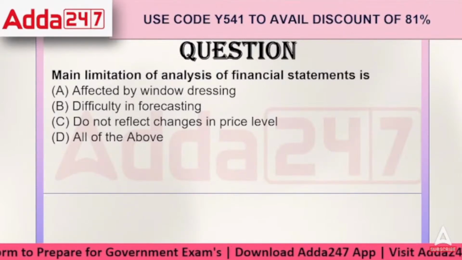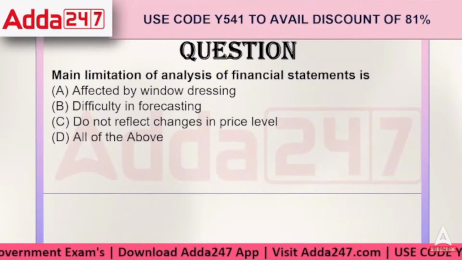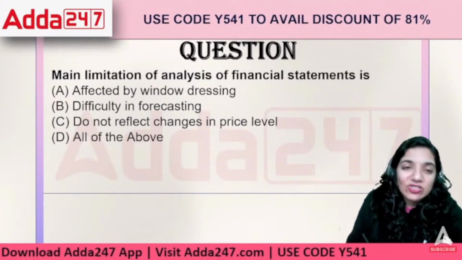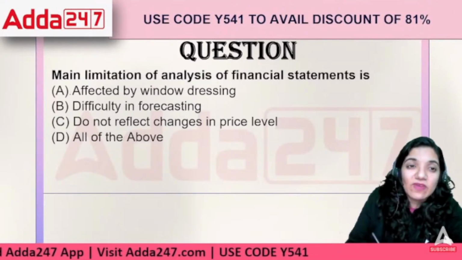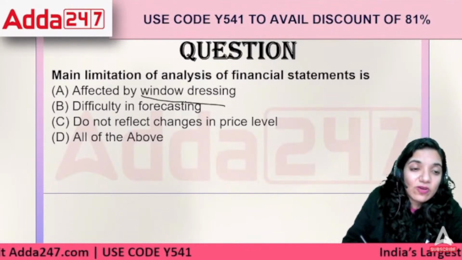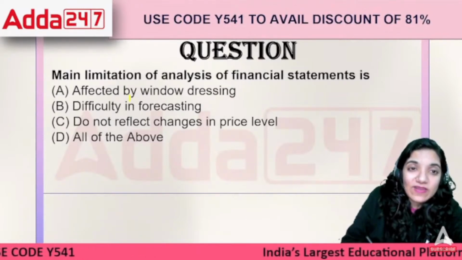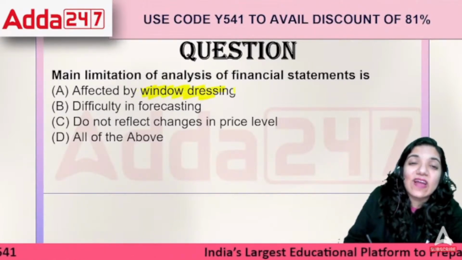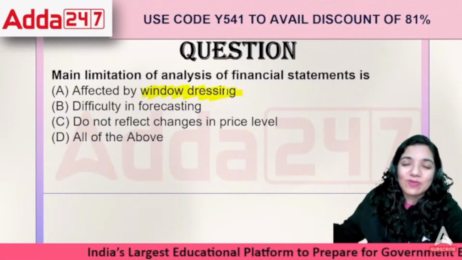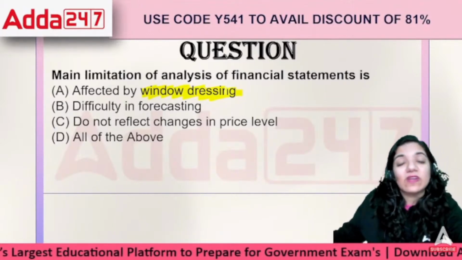What is the main limitation of the analysis of the financial statements? If we prepare the financial statements, then we find that there are certain limitations. What are those limitations? Number one, it is affected by window dressing. If the organization is trying to exaggerate whatever they are dealing with, that is window dressing. When you try to beautify things when you're showing it to someone else, but in actual it's not that way. So it is affected by window dressing.